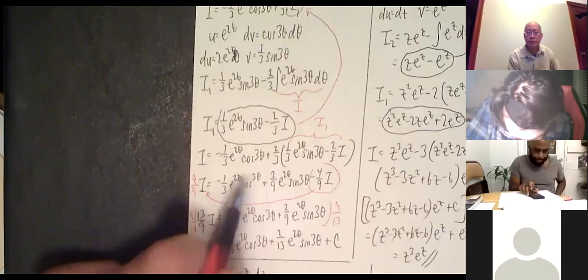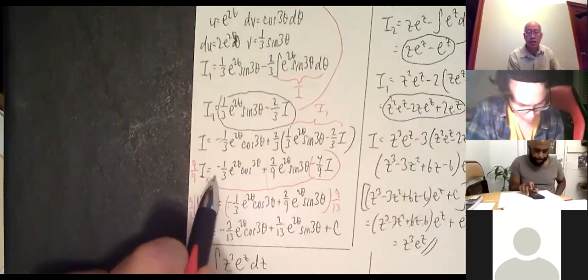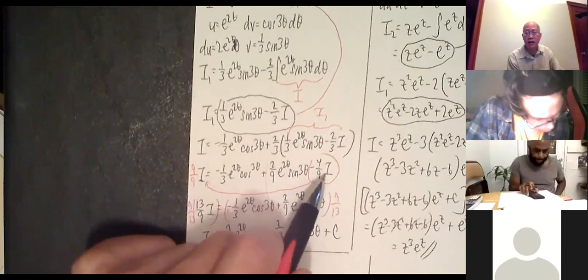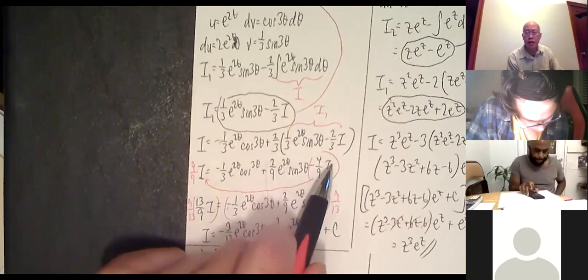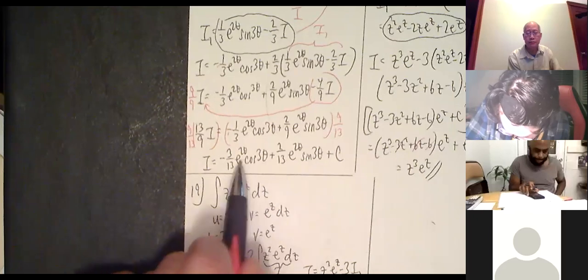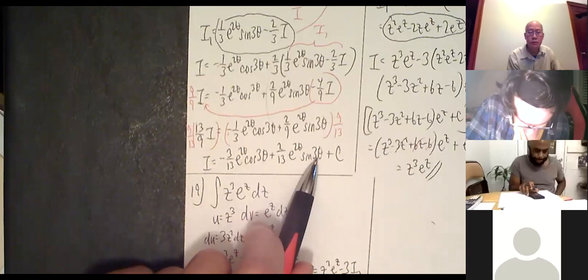When I plug in, I now can solve for I. I have an I on the left side. I have an I on the right side. Get them together and solve for I. And that's what you have here. Okay.